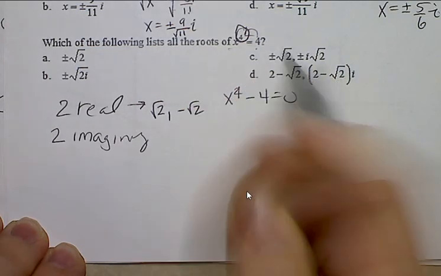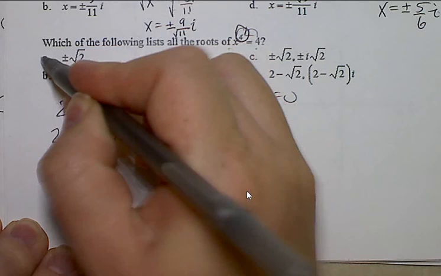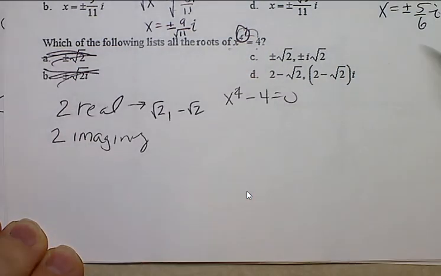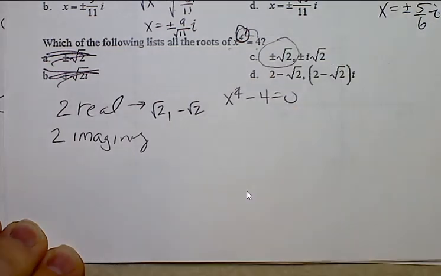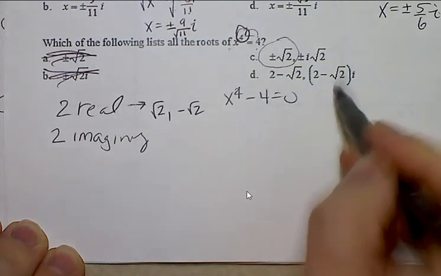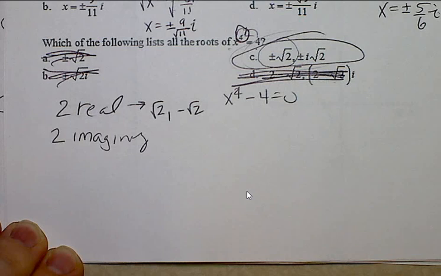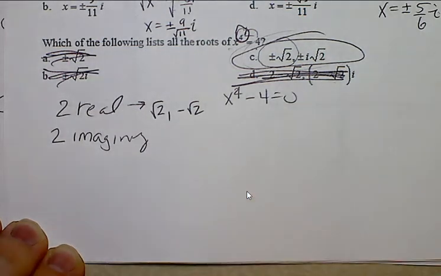But that only accounts for 2 of the 4. So this does not include the imaginary. And this does not include the real. So let's look over here. This has positive and negative square roots of 2, which I know is an option. This does not include the positive and negative square root of 2. So here is your option. Option C. We're able to determine that by simply canceling out the other 3 options.